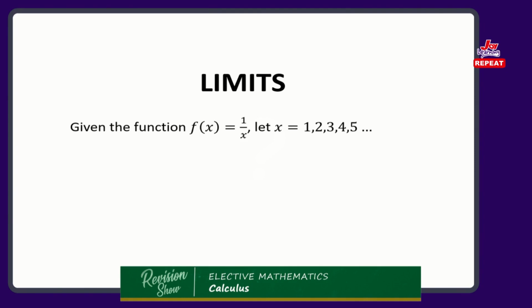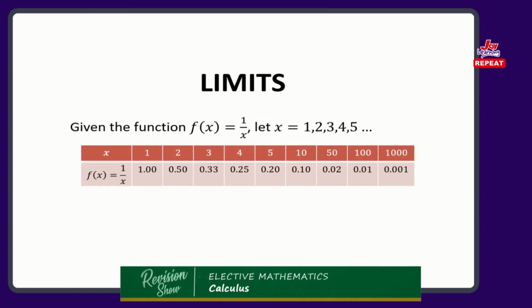Wherever there is x, put 1. And then on your calculator, or if you can do it mentally, 1 on 1, you should get 1. 1 on 2, you should get 0.5. 1 on 3, you should get 0.3333 recurring. 1 on 4, you should get 0.25. 1 on 5, you should get 0.2, and so on and so forth.